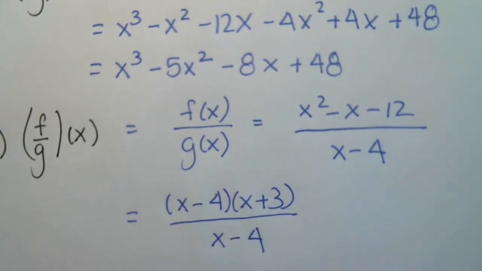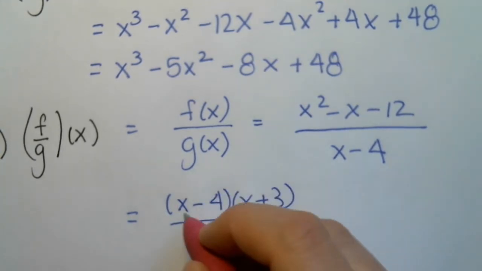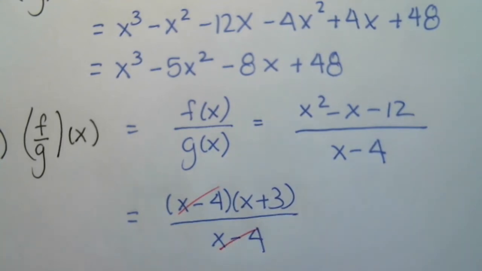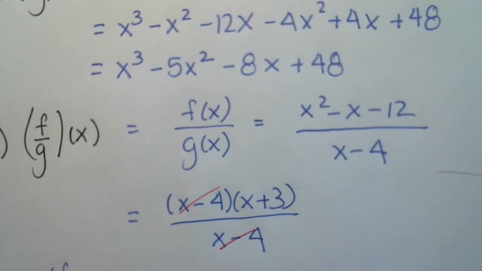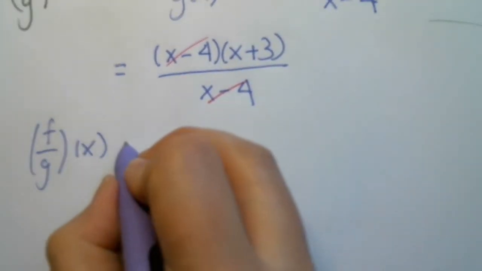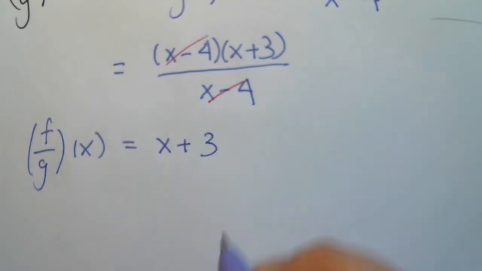So I can see that I do have a common factor of x minus 4, which I can cancel out. And this leaves me with my final answer, f over g of x is x plus 3. Okay. All right. That's really all there is to this section in terms of understanding the notation. You're just looking for what operation you're supposed to do, and then you just do that operation with those two functions. Okay, let's go ahead and do one more example.